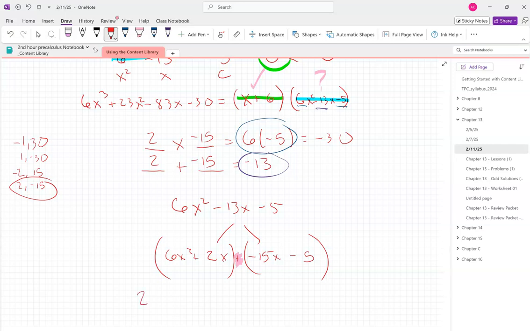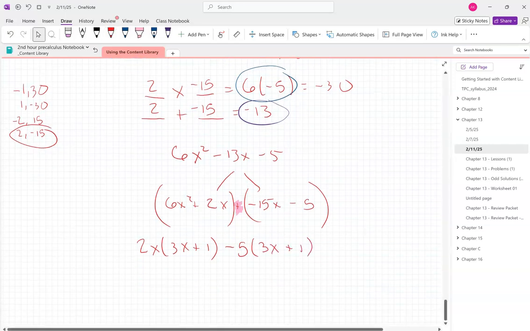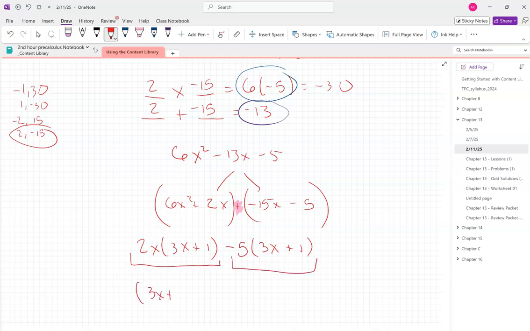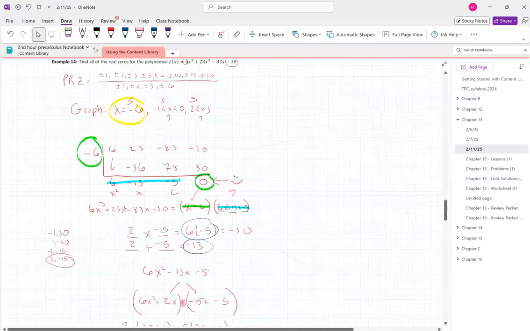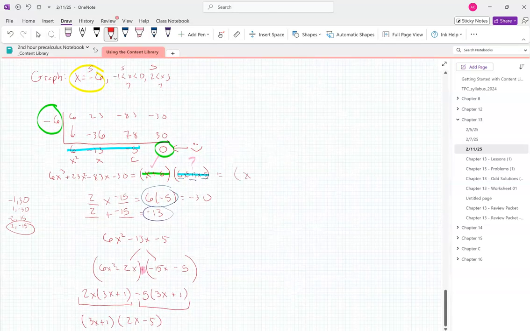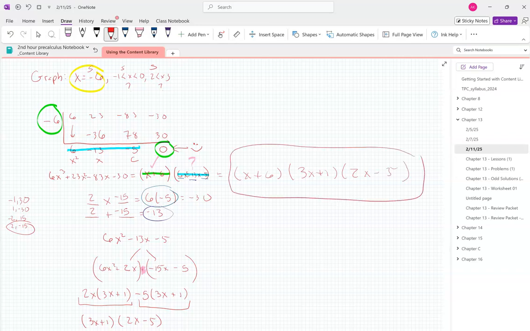From the first group, I can take out a 2x as a greatest common factor. From the second group, I can take out a negative 5 as a greatest common factor. If I look, both of these have a 3x plus 1 in common. After I factor that out, I'm left with a 2x minus 5. So if I go back up here, I can say this factors to 3x plus 1 times 2x minus 5. And there I'm done.